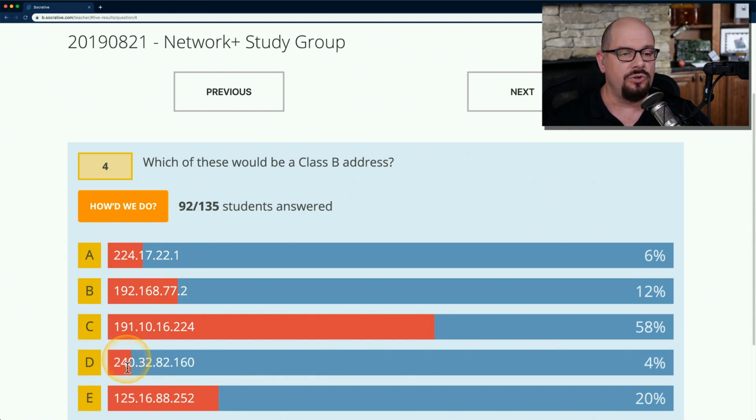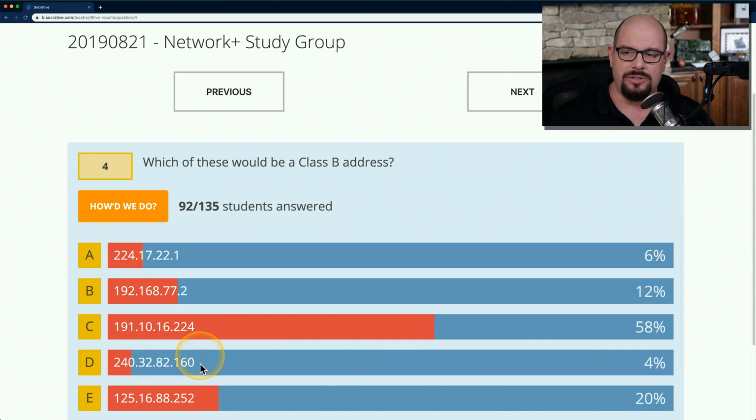Answer D was 240.32. 240 is one of those numbers down in the Class E side. So you would never even run into this. Those are reserved numbers. They're used only for testing. You'd never use those. I don't think I've ever run into a Class E address on anyone's network, whether it was a test network or otherwise. We tend to use other private addresses for our test networks. You would never use a Class E for really anything. There are people I've heard that do use them, though.